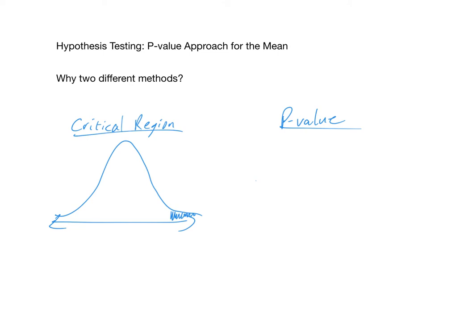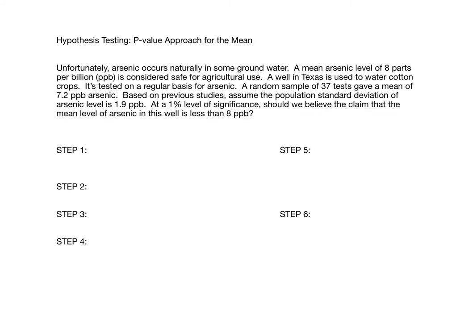So now that we've established the difference between the two and how the p-value method works, let's look at a problem that we solved in a previous video where we did hypothesis testing on the mean, but we did it with the critical region approach. Now we will do it with the p-value approach. Hopefully this problem is familiar to you.